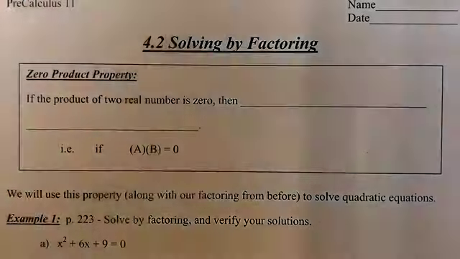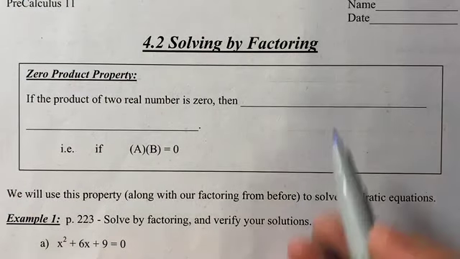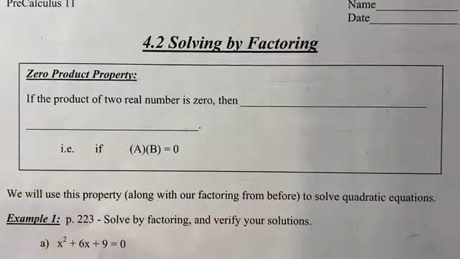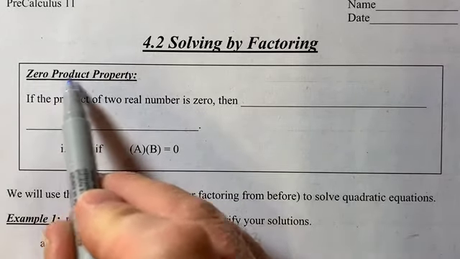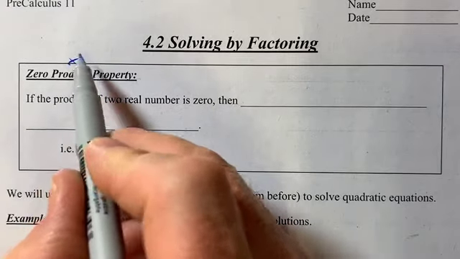Okay, now this is going to be solving some quadratic equations by factoring. Remember, if we had a trinomial, we could factor it. So here's what I'm going to do. I'm going to start off with something called the zero product property. So in other words, product means multiply.